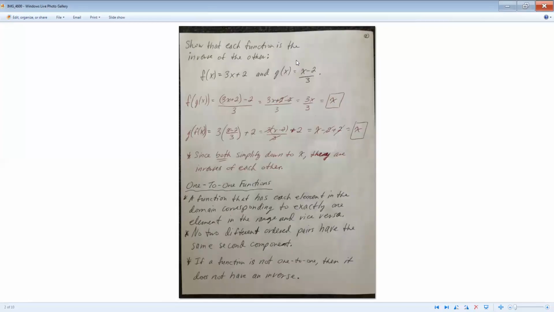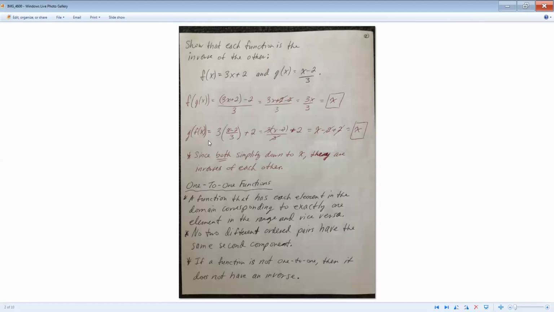Okay, so show each function is the inverse of each other. So if I have f of x equal to 3x plus 2 and g of x equal to (x minus 2) over 3, first thing I would do is take my g and plug it into f. So that would be 3 times (x minus 2) over 3, plus 2. The 2 and negative 2 would cancel, leaving me with 3x over 3, and then that reduces down to x.